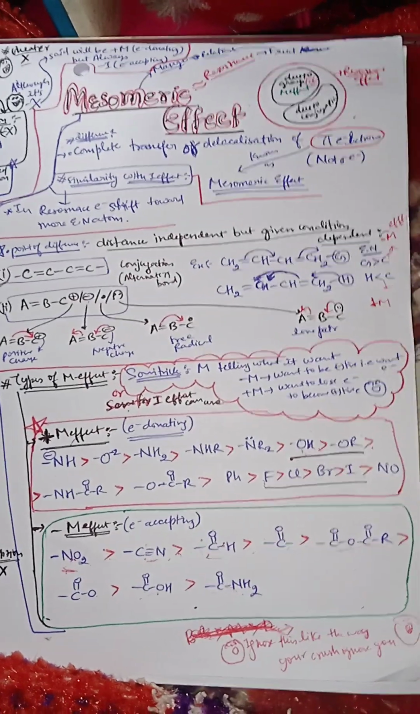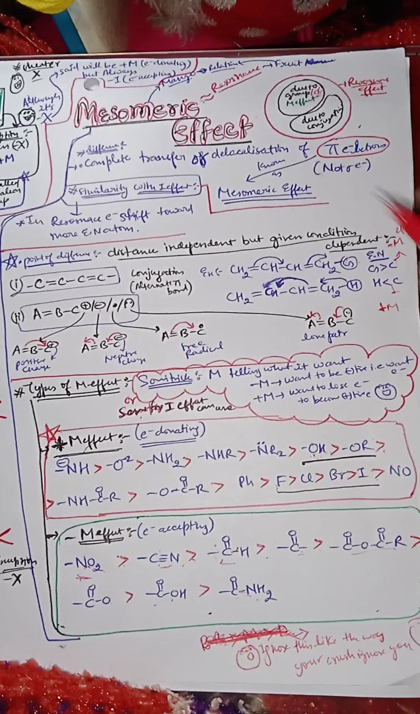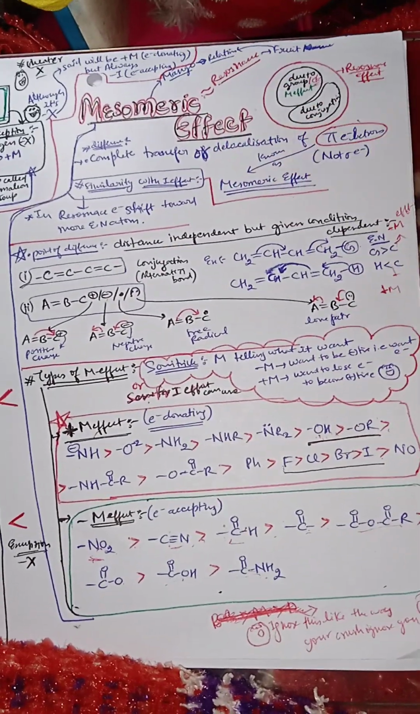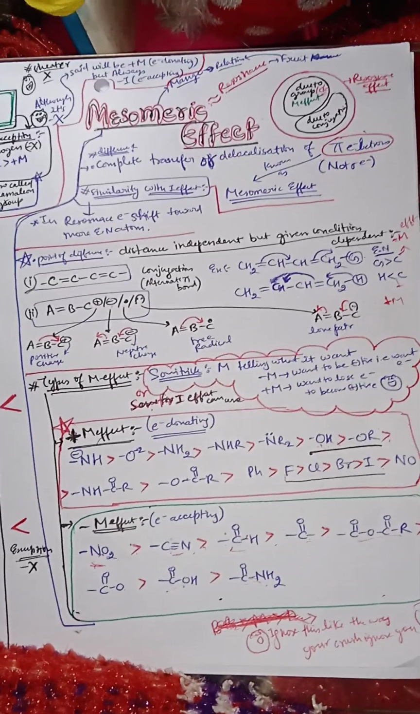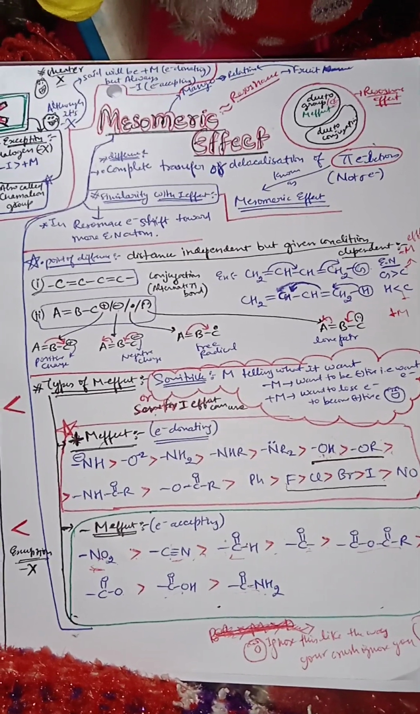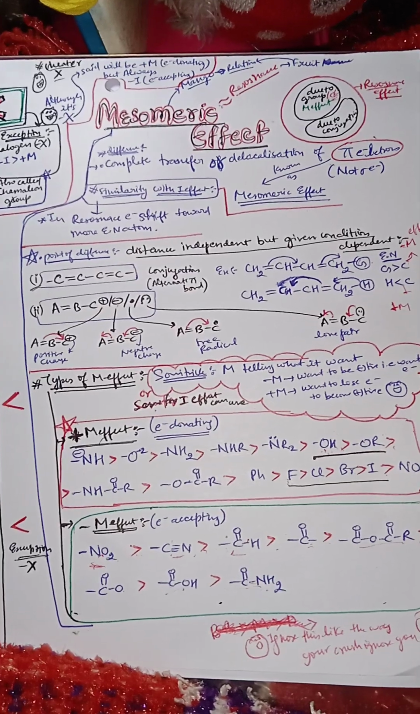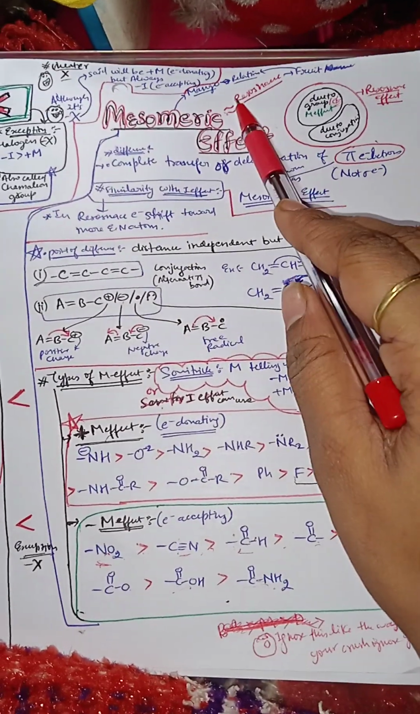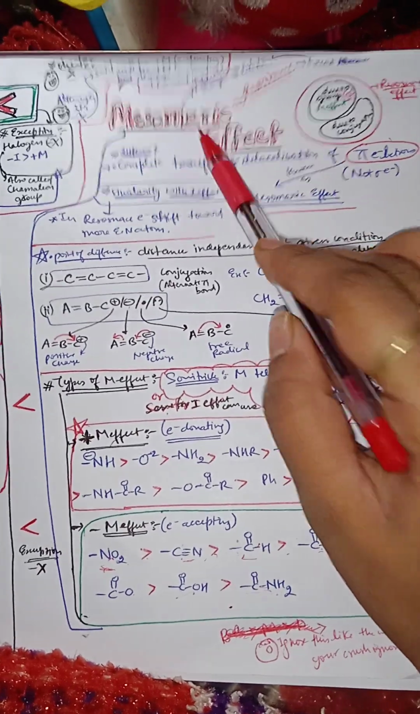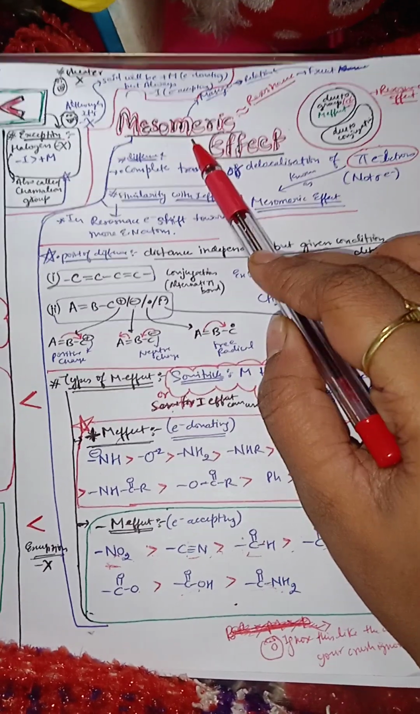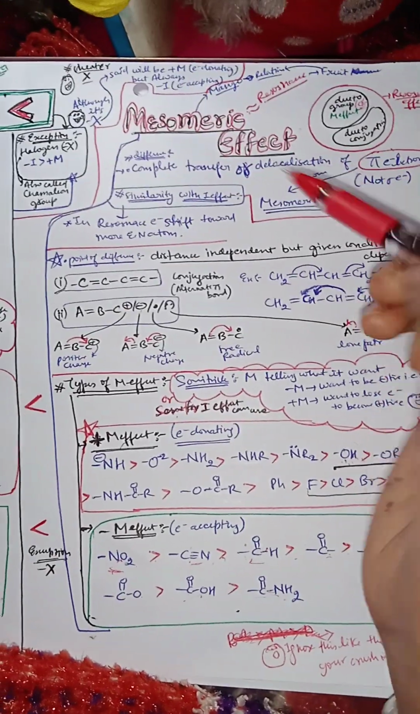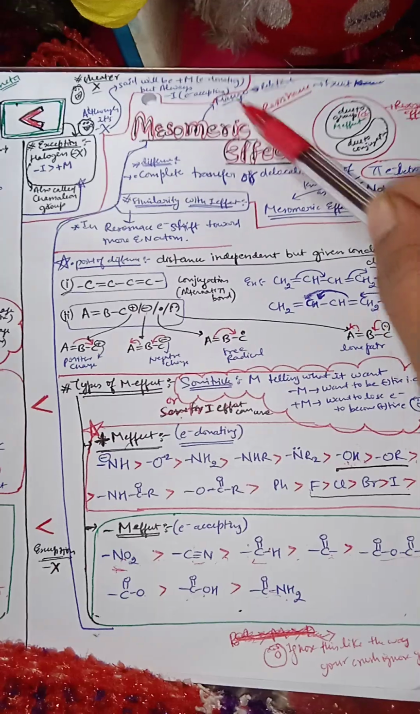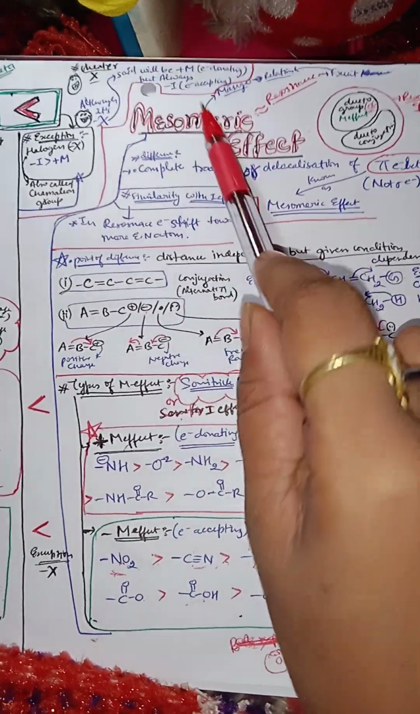And one more thing I want to tell you: mesomeric effect is sometimes also called R effect, or we commonly call it resonance effect. But there is a little difference between them. Resonance effect contains mesomeric effect; mesomeric effect is a type of resonance effect.